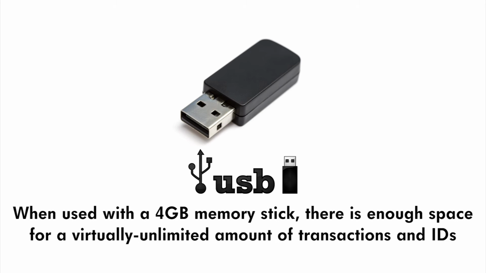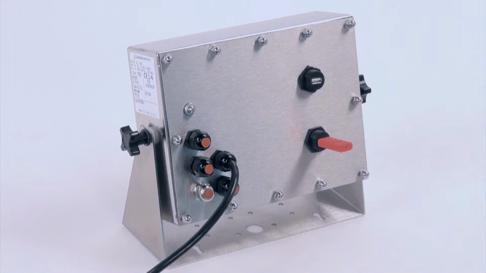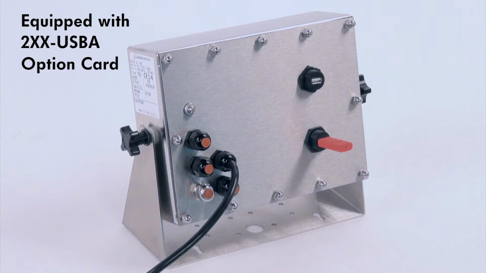When used with a 4GB USB memory stick, there is enough storage space available to provide a virtually unlimited amount of weight transactions and IDs. Cardinal's 200 series indicators, equipped with the 2XX USB-A option card, feature two internal USB-A ports.